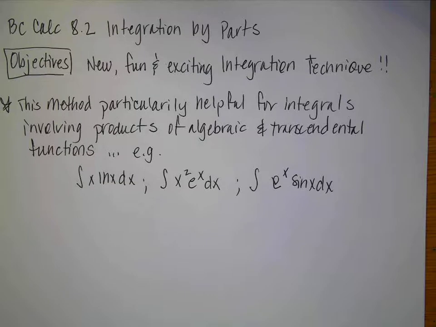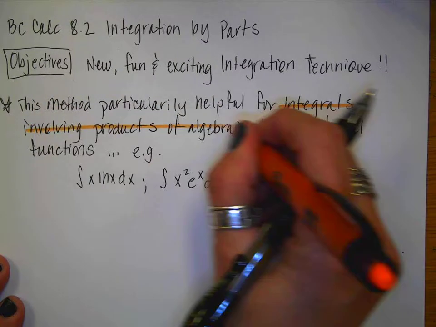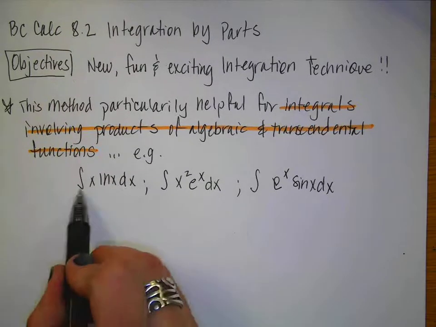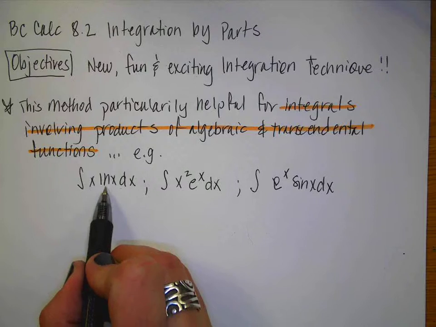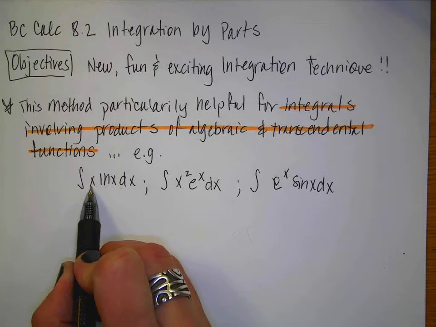A couple of things that you want to look for: it's particularly helpful for integrals that involve products of algebraic and transcendental functions. Okay? So for example, if I took this particular function and maybe I let u equal this part, if we're just doing plain old u substitution, then my du is 1 over x. That doesn't help me so much.